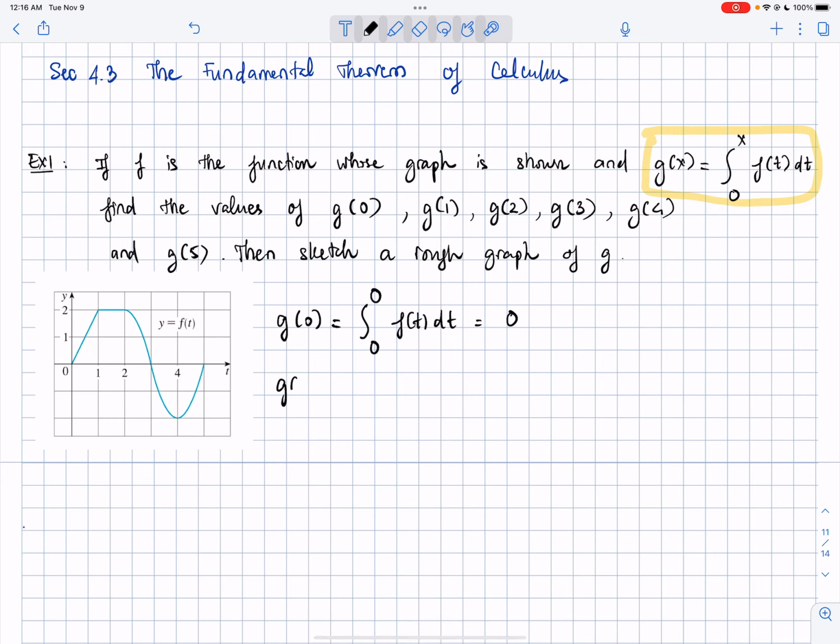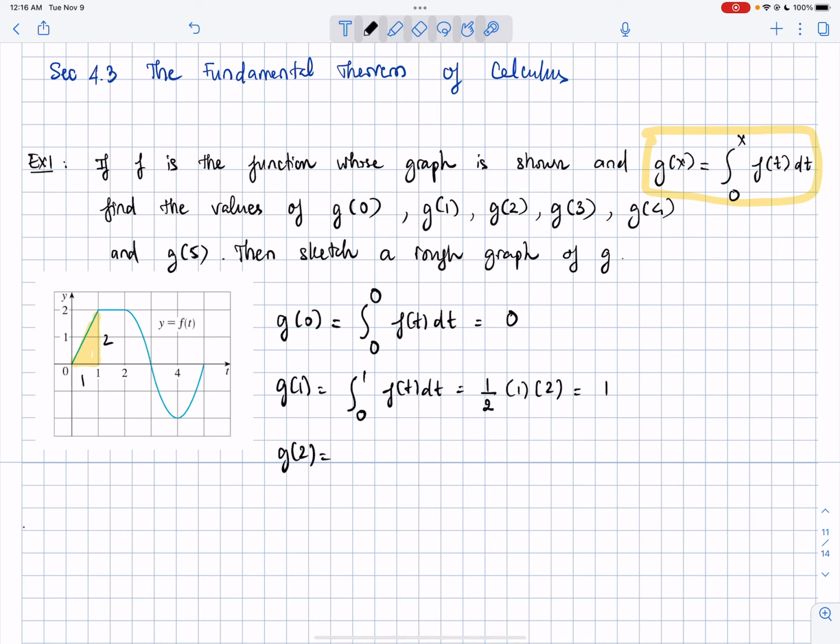Then g of 1, which is the integral from 0 to 1 of f of t dt. So the area would be like this one. This is the area from 0 to 1, and that is a triangle. So the formula for the area is 1/2. This is 1, this is 2. So 1/2 times 1 times 2 gives us 1.